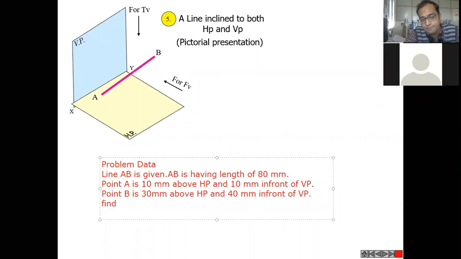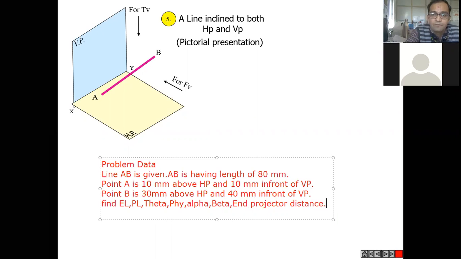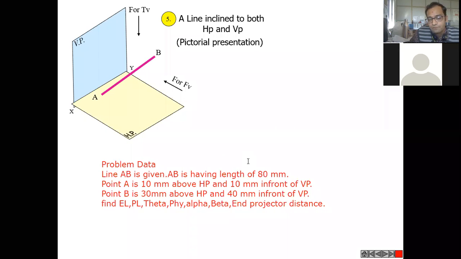Find elevation length, plan length, theta, phi, alpha, beta, and projected distance. Okay, this is the problem statement. You can take a screenshot of this problem. I hope you have taken this screenshot. Let us move ahead and draft the problem.